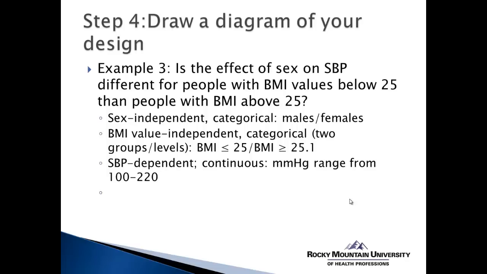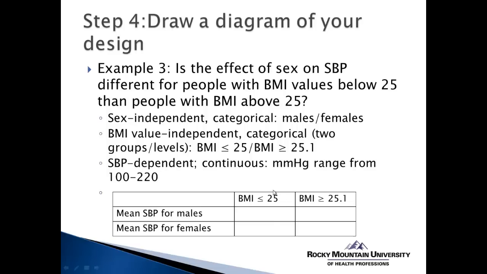Now, just like we did before, we want to develop columns and rows that will represent the different measurements we're going to be taking, and also based upon the different independent variables that we have. So again, we can have one of our independent variables representing the columns, so BMI and its two levels, but now we have a second independent variable, so now we're going to have two rows representing the mean systolic blood pressure for males and then the mean blood pressure for females. So now I have two independent variables being used to differentiate people based upon this single outcome measure.